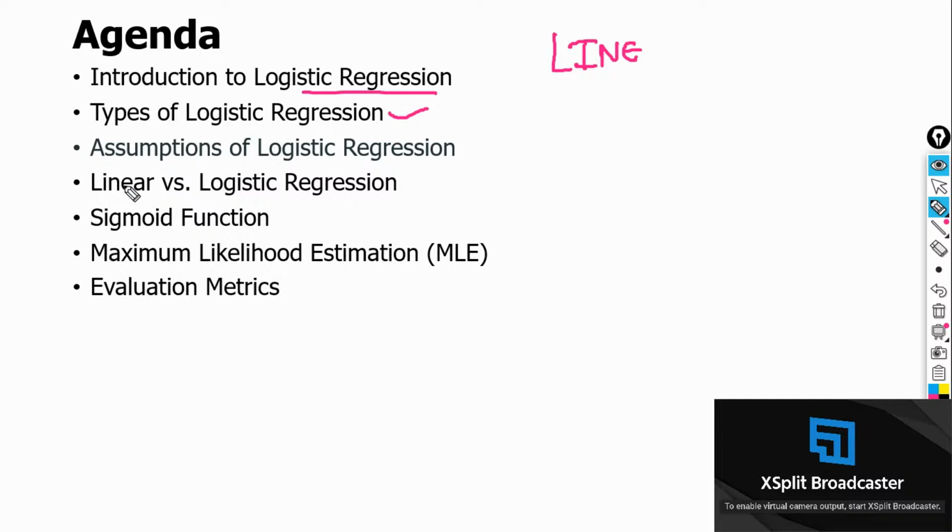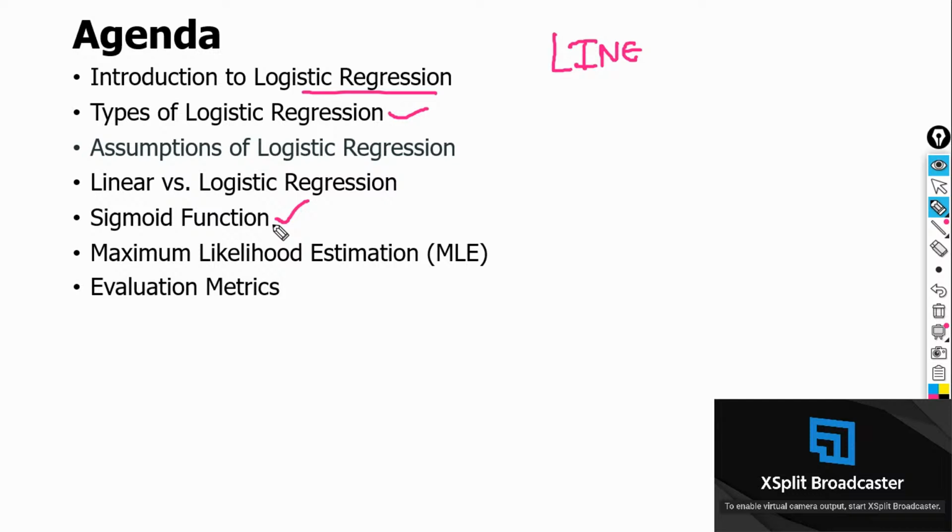Then we'll compare both linear and logistic regression. We'll get introduced to the sigmoid function. This is what logistic regression uses. This is a very important function, the sigmoid.